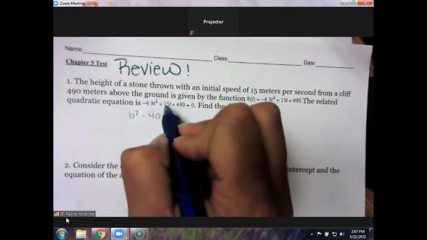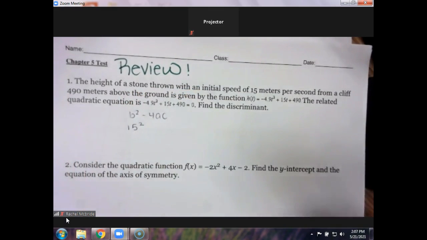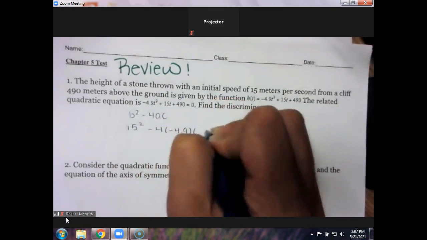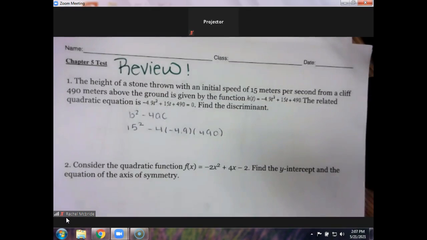So in the case of this problem, b is 15. So it's 15 squared minus 4 times negative 4.9 times c, which is 490. So then on your calculator, you would just type all of that in.